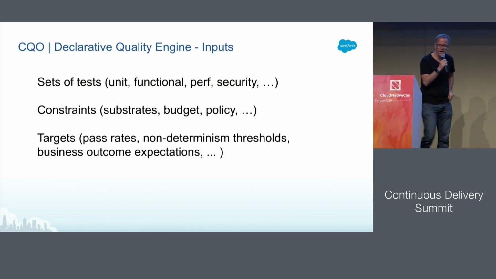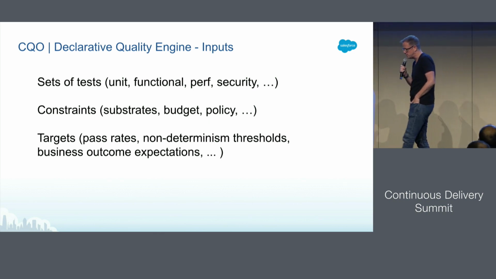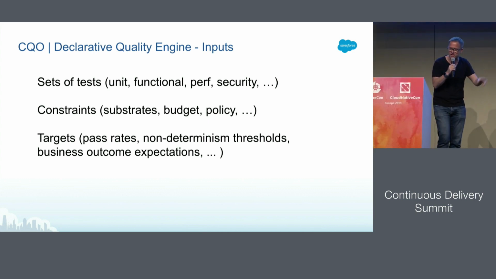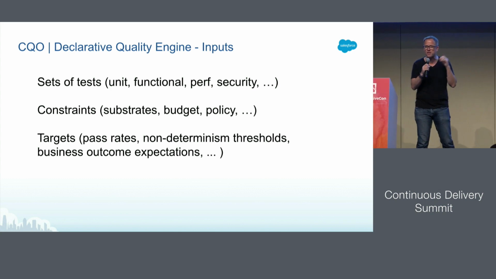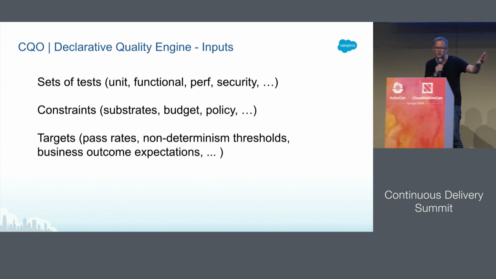So what would a CQO engine look like, or a declarative quality engine? You would start with a set of tests. So you have your set of unit tests, your set of performance tests, security tests, chaos tests, all sorts of different things you can run.